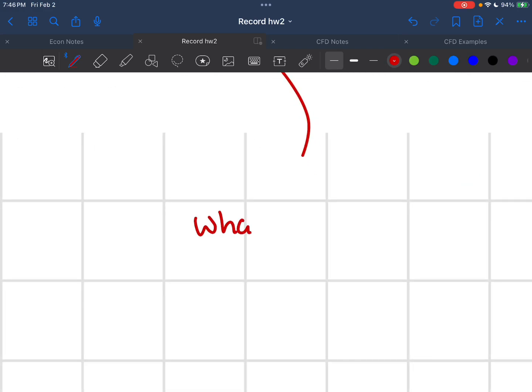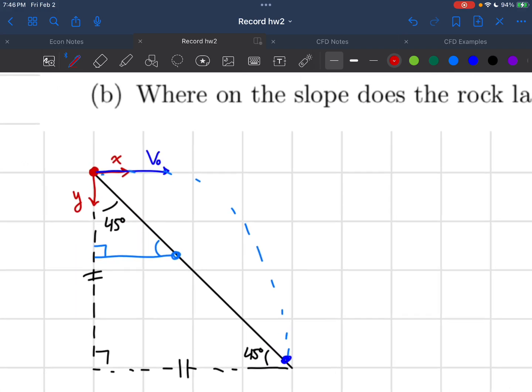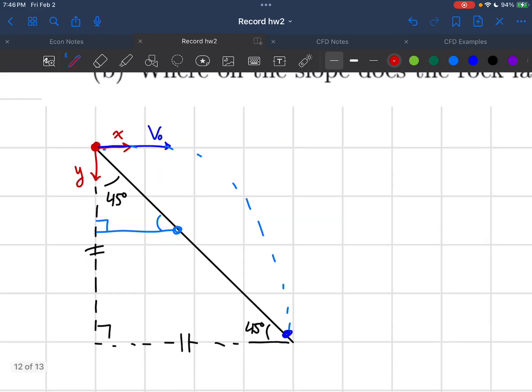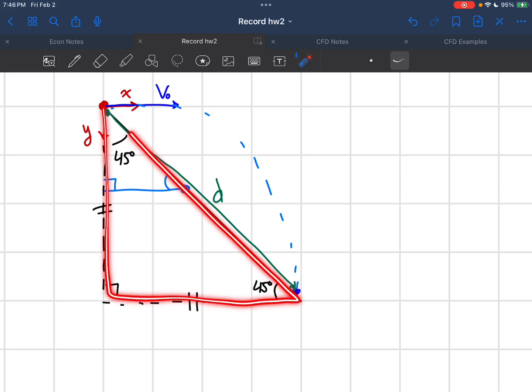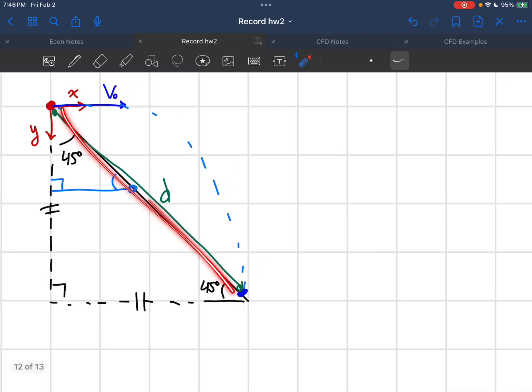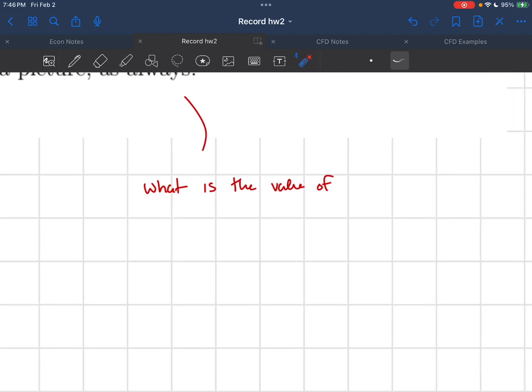So what is the value of, well, I don't know if we have a variable that says where on the slope the rock lands. So I'm going to make one, and I'm going to say that my distance from here to wherever I land, I'm going to call that d. So my distance along the slope, or the hypotenuse of my 45, 45, 90 right triangle, that's going to be how far down the slope the rock lands. So that's what I'm solving for.